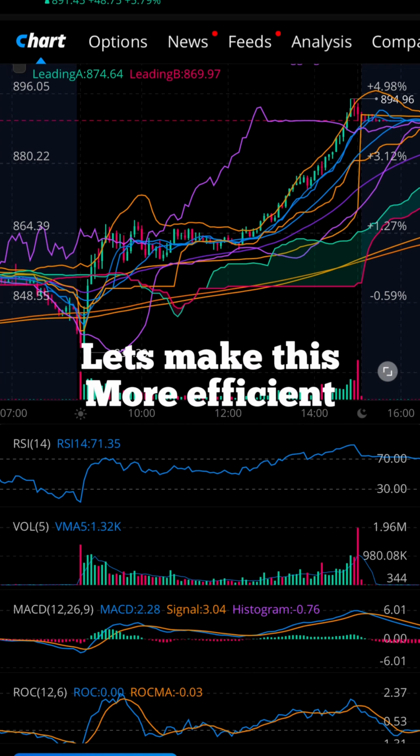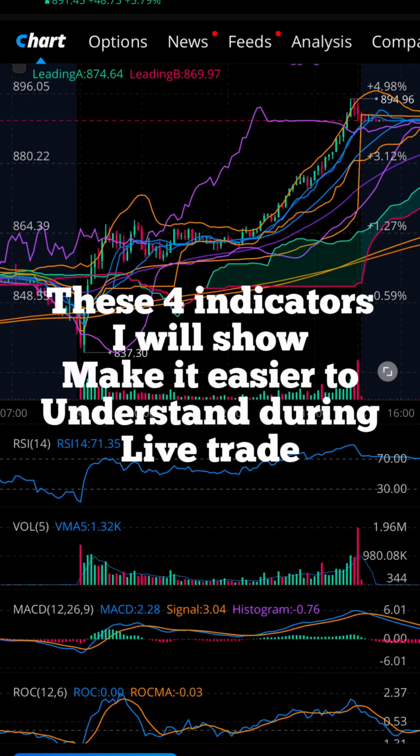So I'm going to show you the 4 indicators that I use primarily when I'm actually in a trade. And these indicators, once explained, are very simple to use and very simple to look at and understand when you're actually in a live trade.